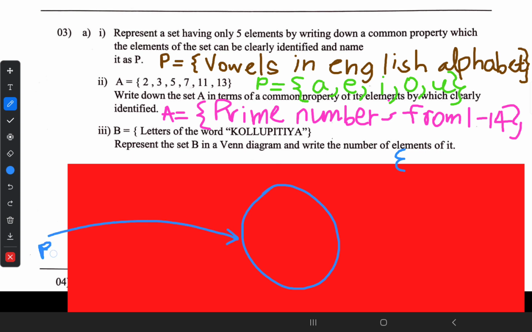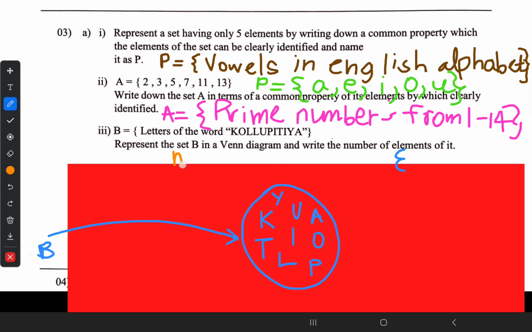And the letters here, which are K, O, L, U, P, I, T, Y, and A. Okay, these are the elements belonging to set B: letters of the word KOLLUPITIYA. Represent the set B in a Venn diagram and write the number of elements of it. In the Venn diagram we have denoted that. And next question, number of elements.